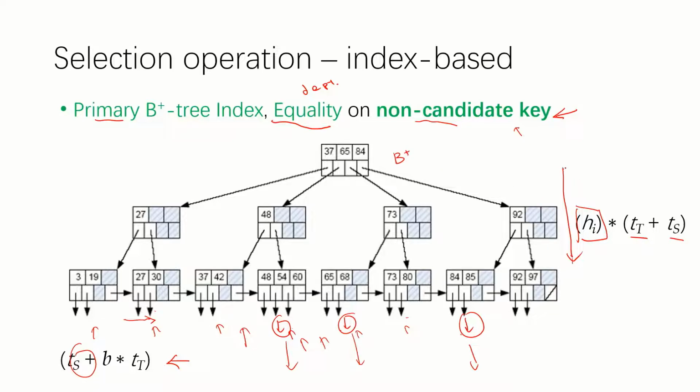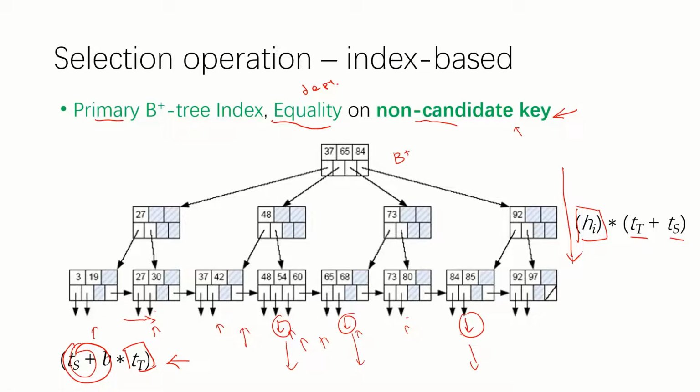The height of the tree is still the same, which is the height of the tree multiplied by the time it takes to seek a block as well as to read a block. What is now different is that right now I have to do an initial seek of my tuple, which is this first cost over here. Subsequently, I need to read b blocks of data. Each time it takes tT time to read one block of data, and so in total the reading of all the tuples for this kind of selection will be tS plus b times tT.